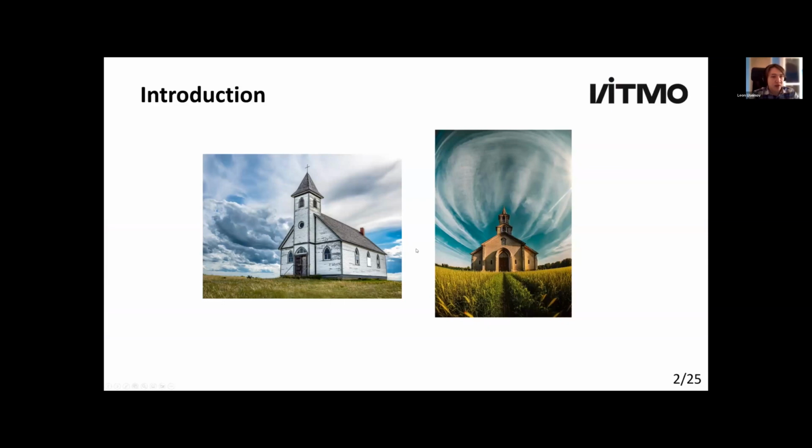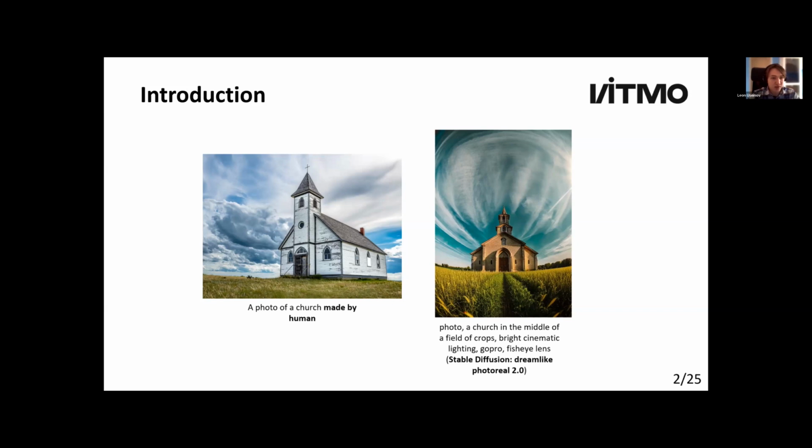I'd like to start with this slide. As you can see, there are two images of churches, but I think it's very hard to get in one glance which image is real and which one is generated. The image on the left is made by a human and the image on the right is made by Stable Diffusion.